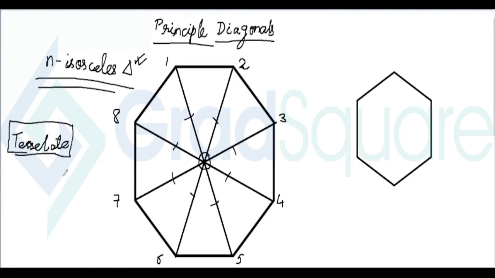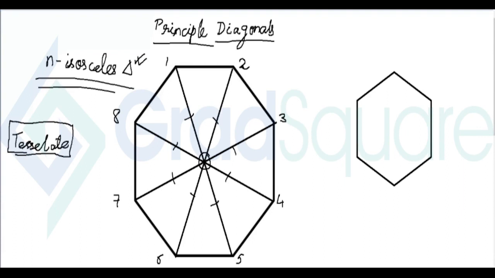One is, of course, a square, right? A square is a regular polygon and it can completely cover a plane by just repeating itself without any gaps between them. The second one is an equilateral triangle. Equilateral triangles can also completely cover a plane without any gaps between them if I just keep on replicating them. And the third one is a regular hexagon.